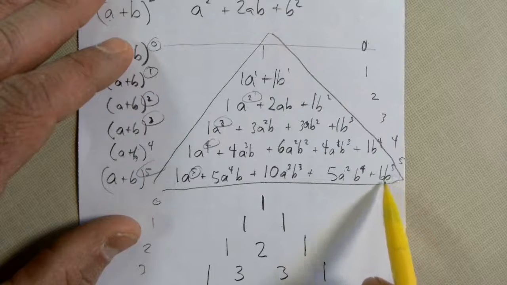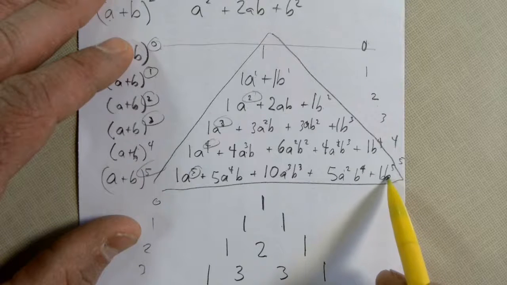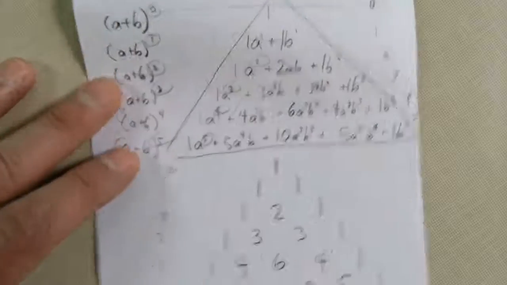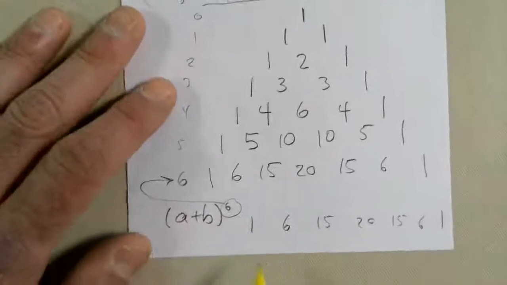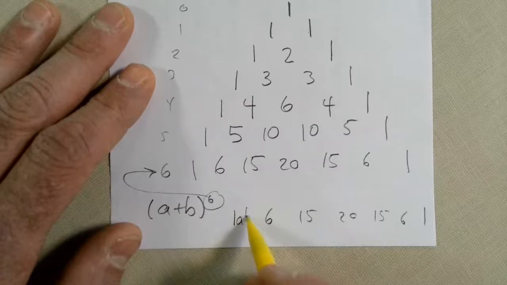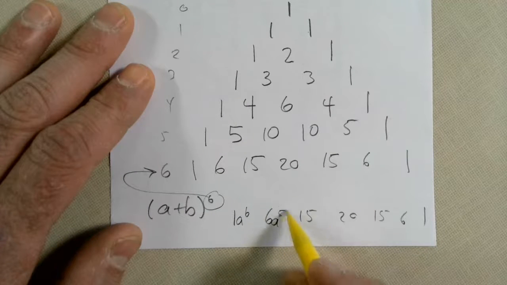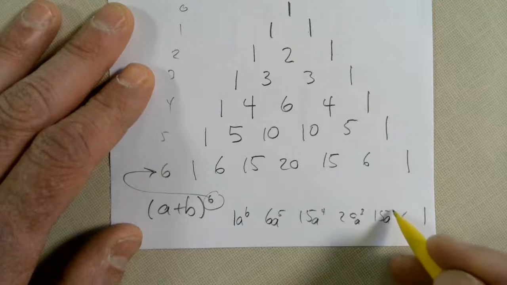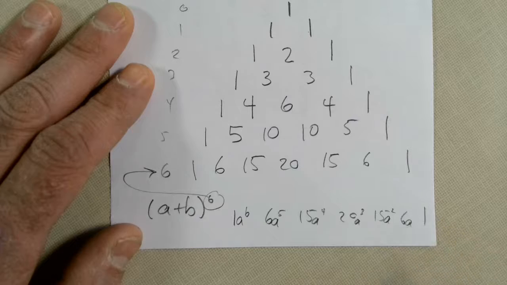Whoops. What am I doing here? Okay, anyway, you see how it works. Right here we should see that it starts with a to the 6th, and then a to the 5th, a to the 4th, a to the 3rd, a squared, a, and then it's gone.